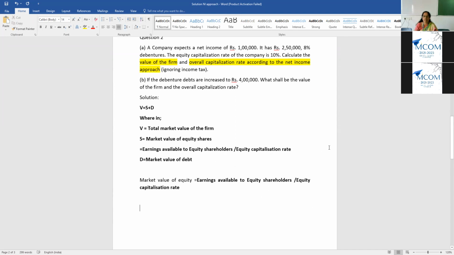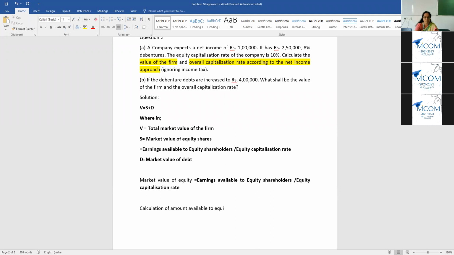Am I making sense? Yes, ma'am. So now we are doing the calculation of the amount available to equity shareholders. How do we go about it? We go with the statement format, for which we need to prepare a statement. So first we take net income. Net income as given in the problem is 1 lakh.